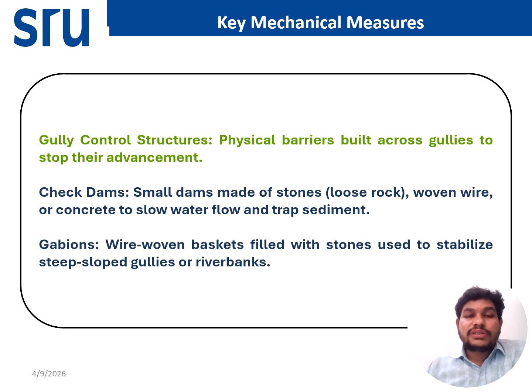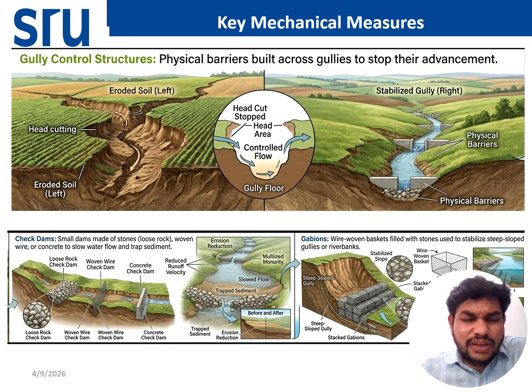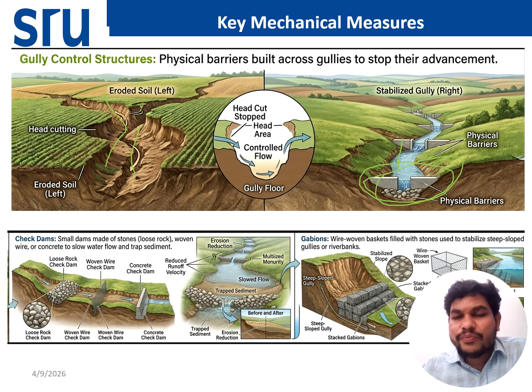Then another structure we see is the gully control structure. That is nothing but a physical structure constructed across the gullies to stop them from increasing in size. In that, there will be check dams and gabions. The gabion is done mostly in black soil. In this figure, this is the eroded land, and these are the gullies. Across the gully we construct a barrier. This is the check dam, so that the size should not increase.